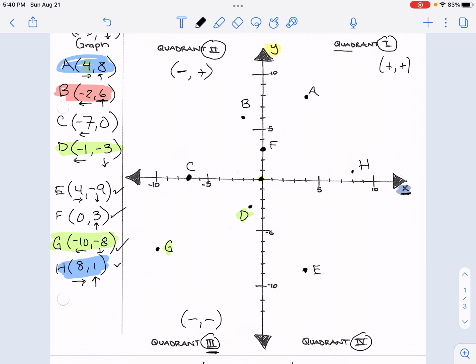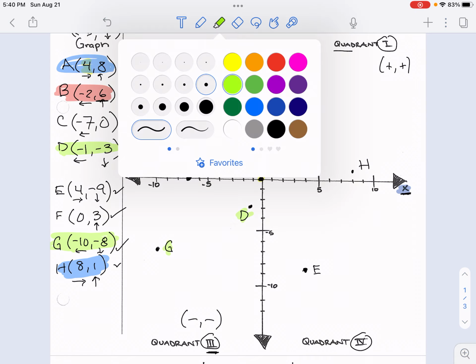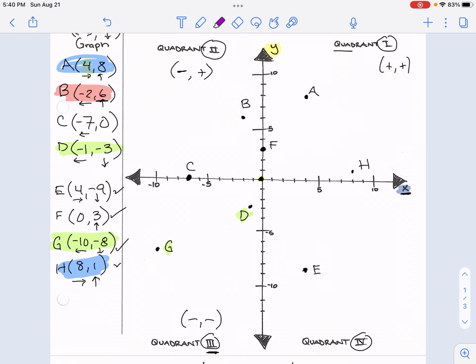And last one is the last iteration. Let's go with purple. I only see E in quadrant 4, but what's so special about E regarding its signs and sequence of signs? This is where the first value is positive and the second value is negative. So even if you're not sure how to graph, just by using these rules, you can tell in what quadrant those points should be.